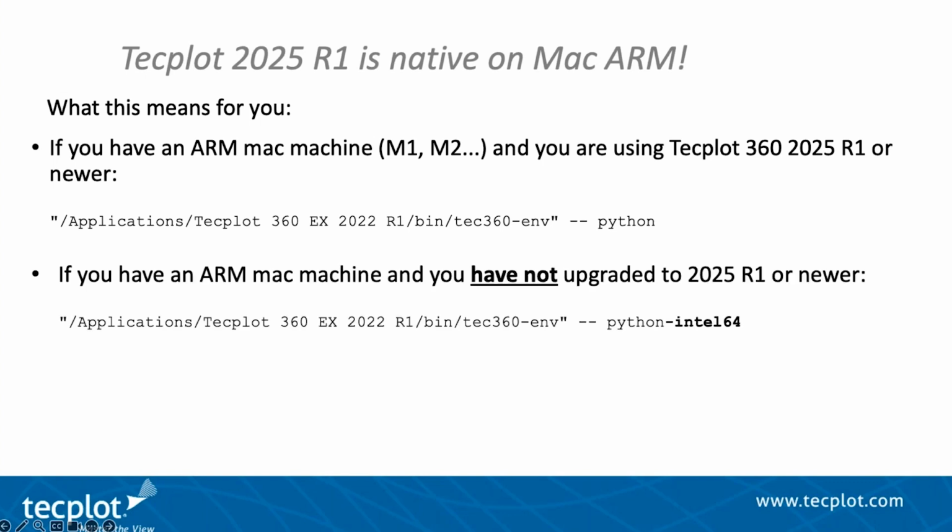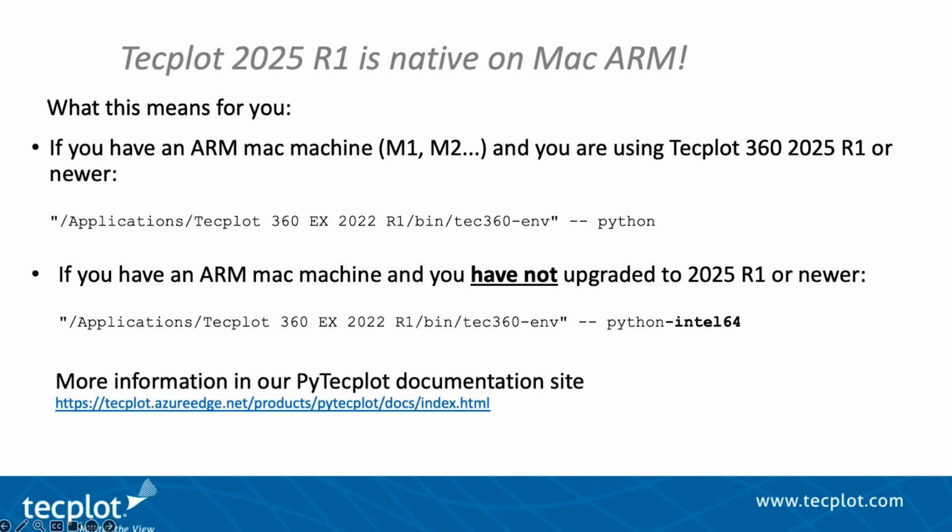Now, if you do have an ARM machine and you have not upgraded to 2025 R1 or newer, then you will still need to invoke that Intel 64 interpreter of Python. No problem there. It should work exactly as we did it today. For more info on this, you can see our PyTecplot documentation. We'll show a little bit of that later, but basically all of the information you need is there.